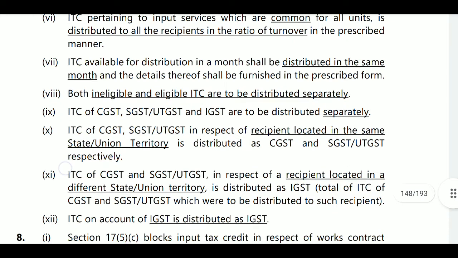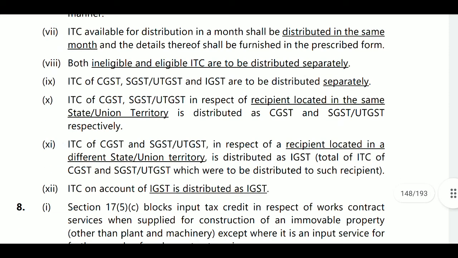Next, ITC available for distribution in the month, provided both ineligible and eligible ITC will be distributed separately. Next, ITC of CGST, SGST, UTGST and IGST is distributed separately. You must show this in the invoice separately.